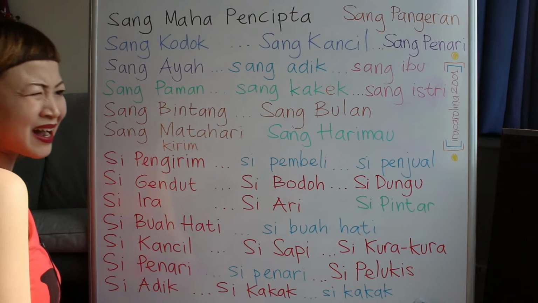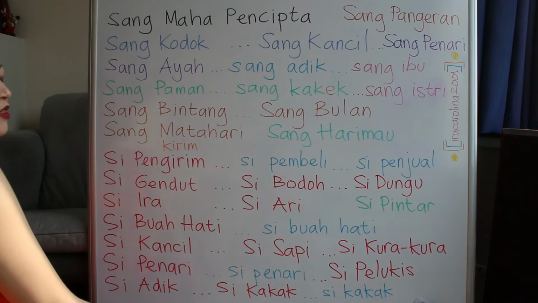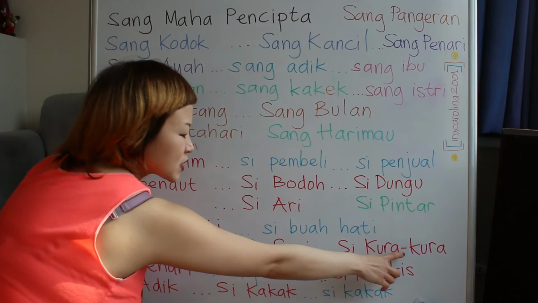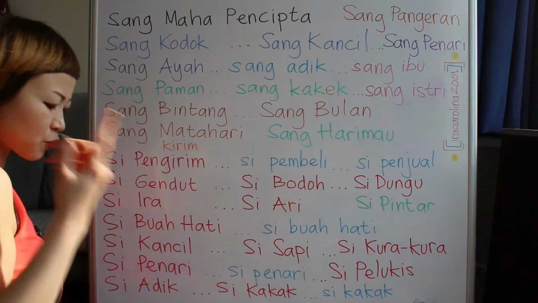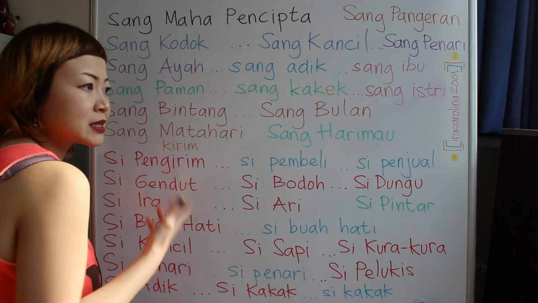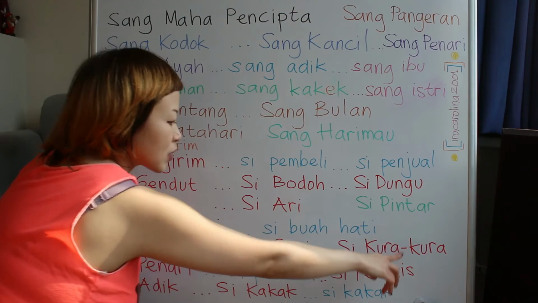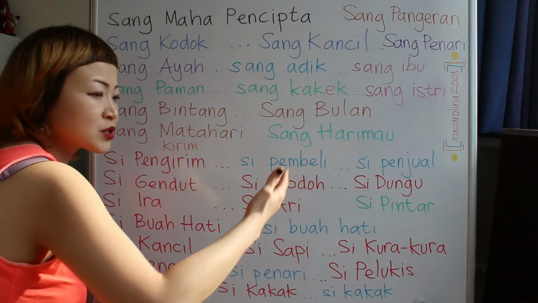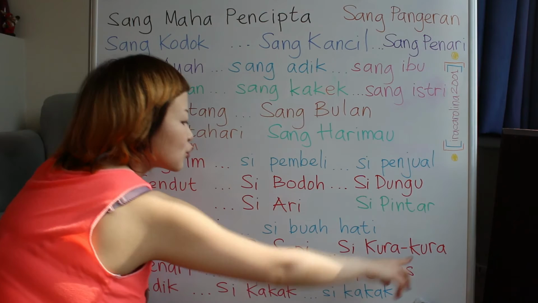Si kura-kura, the turtle. And this one we put in repeat and we put a stripe here, repeat stripe, but it doesn't mean it's plural or more than one. In Indonesian, when you say turtle it is kura-kura, not kura, so you have to repeat it and say the complete kura-kura even though it's one. Kura-kura, turtle.